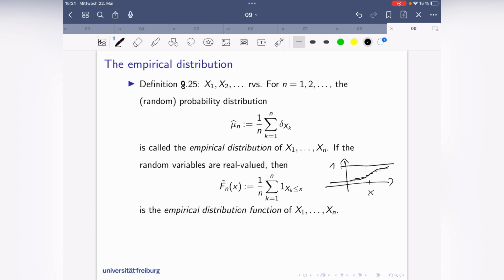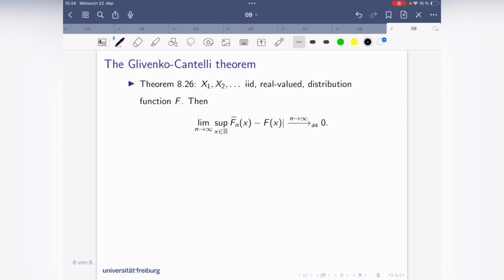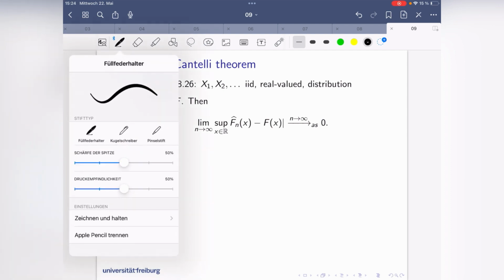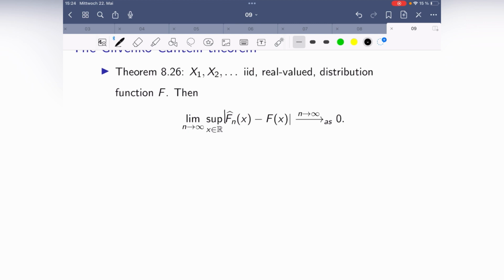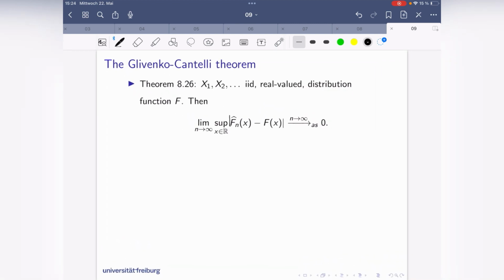And there's the so-called Glivenko-Cantelli theorem, which tells you that the distribution functions converge in the sup norm actually to the original distribution function from the distribution where they came from. And let me here not show the uniform convergence, but the pointwise convergence. So let x be some value in R.